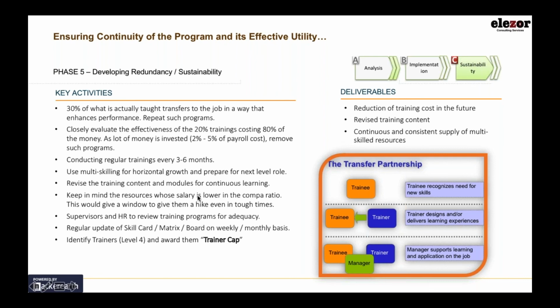Keep in mind the resources whose salary is lower in the compa ratio; they should be given a window to give them a hike even in tough times. This compa ratio will get derived from your training analytics, from your ROI. People who have been good resources, who have contributed specifically to the productivity of the organization, you need to really take good care of those guys. That's how you retain people.